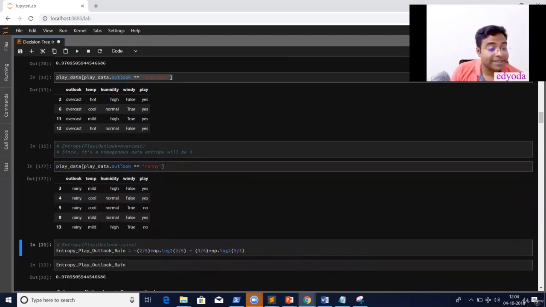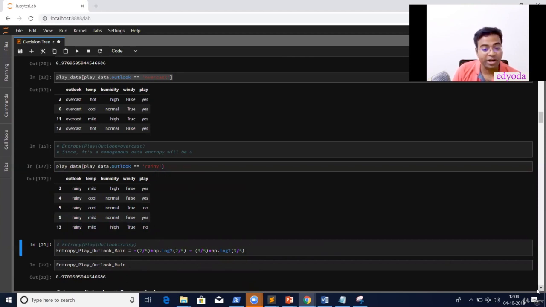Right. Okay, let's see for rainy. So this is for rainy, and we can see 3 yes and 2 no when it is rainy. So this is the value, right? 2 no, so 2 by 5 np.log2(2 by 5). Okay, and 3 yes, so 3 by 5. This is the math, and this is the number.